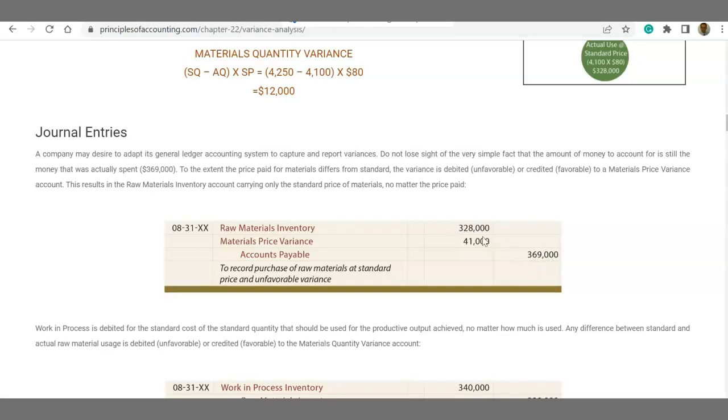So yes, they're gonna pay $369,000, but the raw material inventory was only debited for the actual quantity that they purchased based on standard price. So raw material inventory went up for the standard price multiplied by actual quantity. Where is this $328,000 coming from? You might say, how did you get that from? Let me show you my paper again for a second.